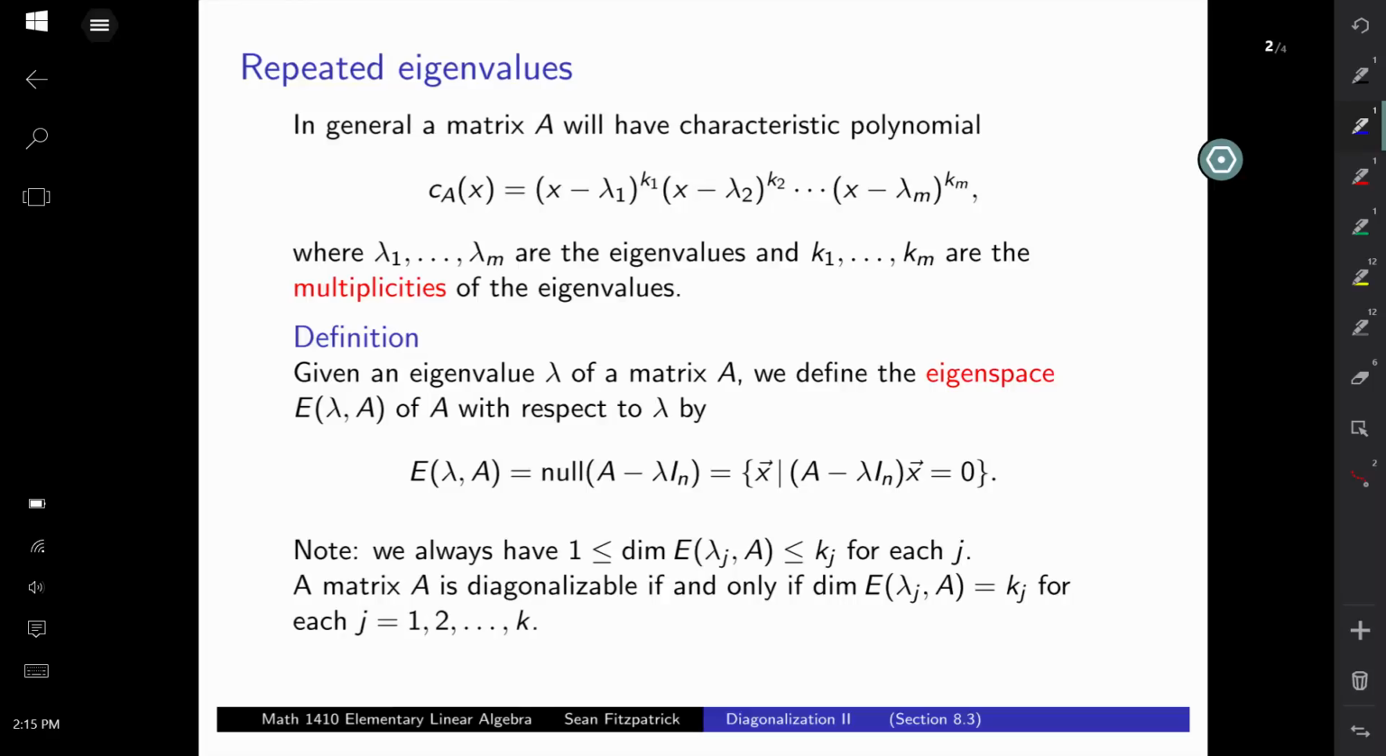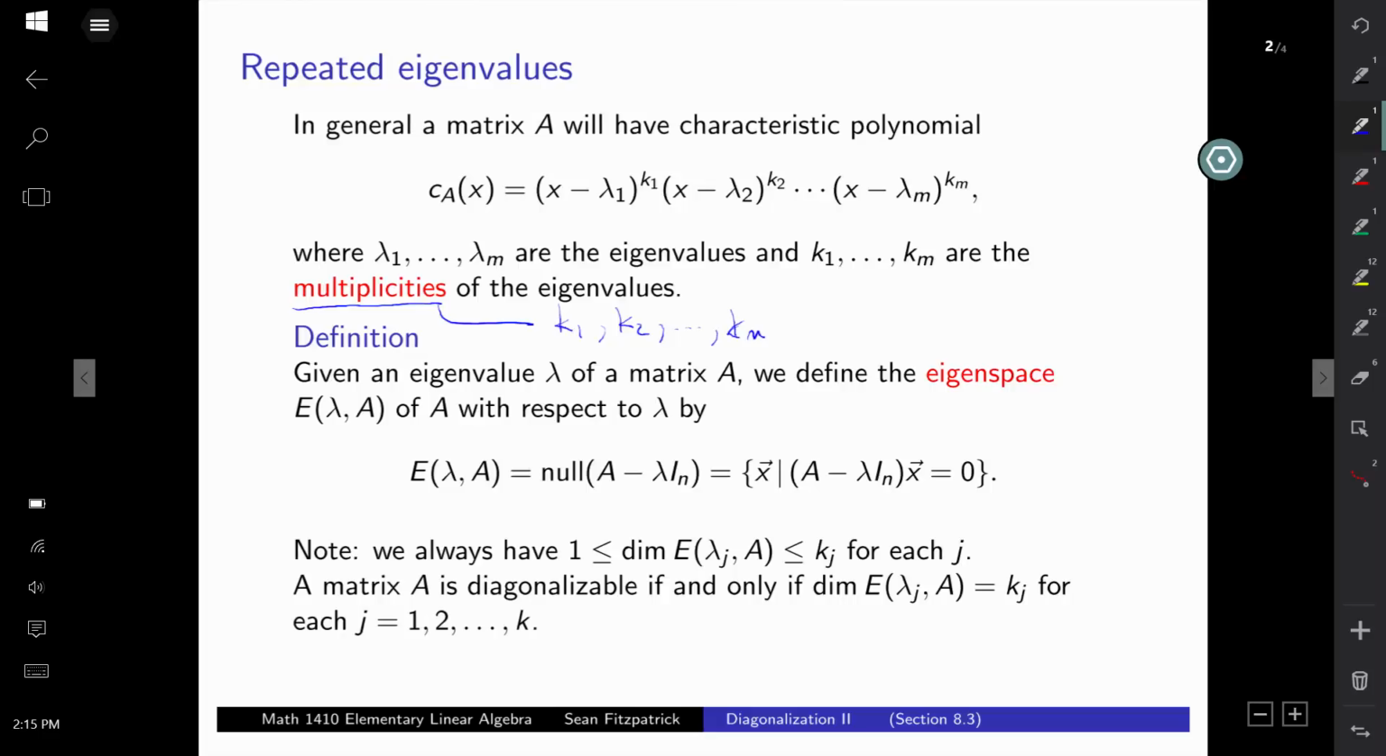Now, if the eigenvalues are repeated, you've got a little bit more work cut out for you. So in general, you're going to have several different eigenvalues, say lambda 1 up to lambda m, but each one comes with certain multiplicities. The multiplicity of an eigenvalue is just how many times it's repeated in the characteristic polynomial. So these are the numbers k1, k2, up to km.